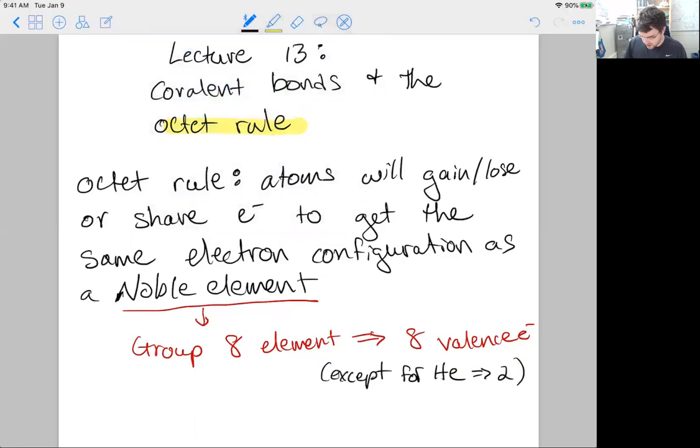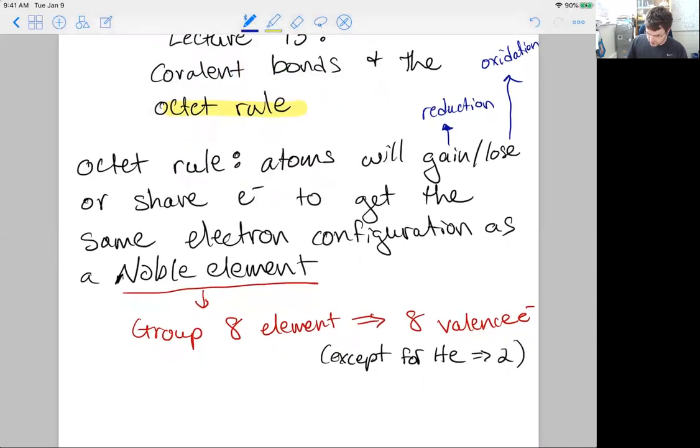So this rule says that atoms will gain, lose, or share electrons to get the same electron configuration as a noble element. Let's recall the terms gain and lose. If an atom gains electrons, that is a reduction process. If an atom loses electrons, that's an oxidation. So we've actually seen the octet rule in action a bit.